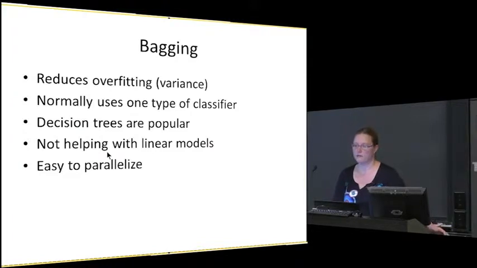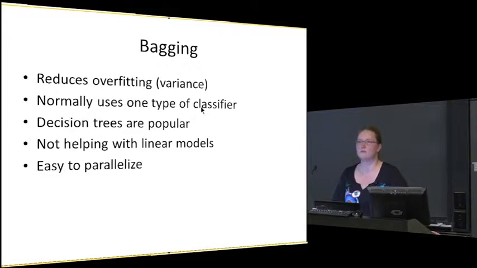So we said bagging reduces the variance, and this means it reduces overfitting, right? You've seen these ziggy-zaggy lines. This means they fit the noise in the data points. We got rid of the noise part by averaging over many of those. And normally it uses one type of classifier. It doesn't have to be decision trees, but most people use decision trees just because they're really fast and you can have a lot of them.